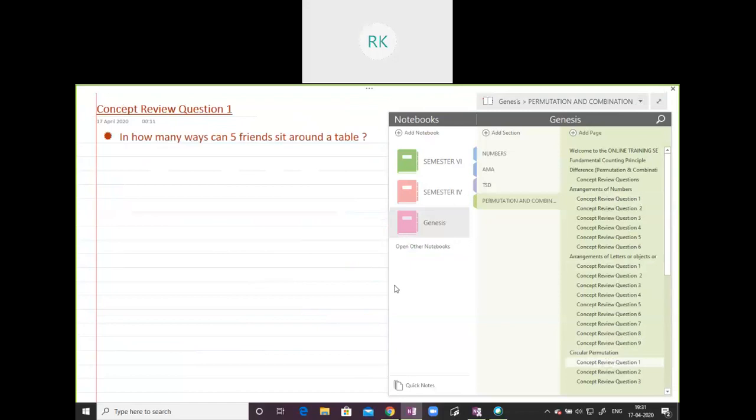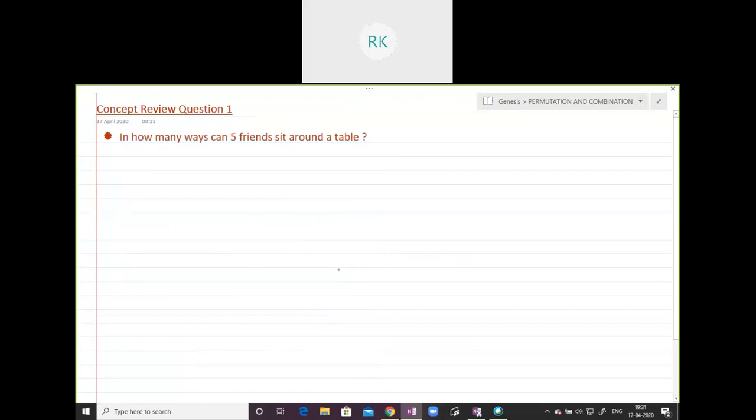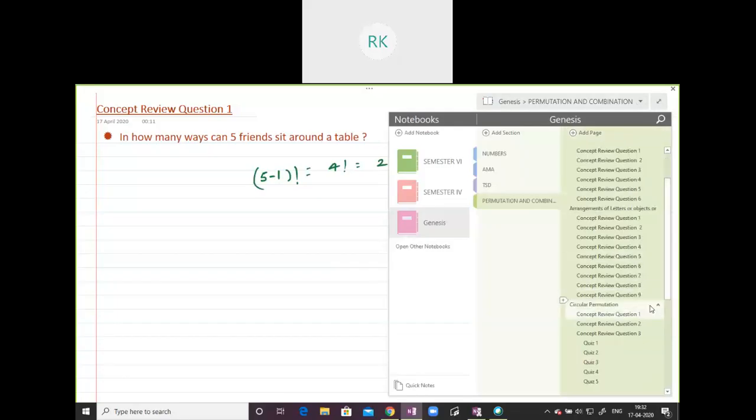Tell me the answer for this. In how many ways can five friends sit around a table? Very, very simple. Around the table. It means I'll keep one person constant. Very, very simple. 4 factorial, that is 24. Very simple. Yes, everybody. Go for the next one, and then we go for the quiz also.